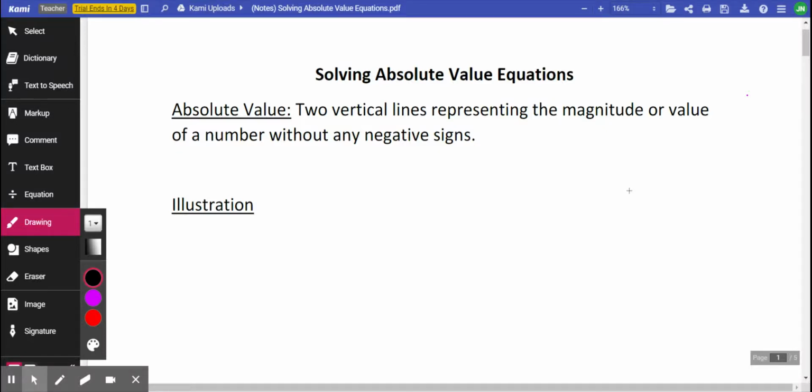Hey everybody, in this video we're going to be talking about how do we solve absolute value equations. To begin talking about how to solve absolute value equations, first let's talk about what the heck absolute value even is. What does that even mean?